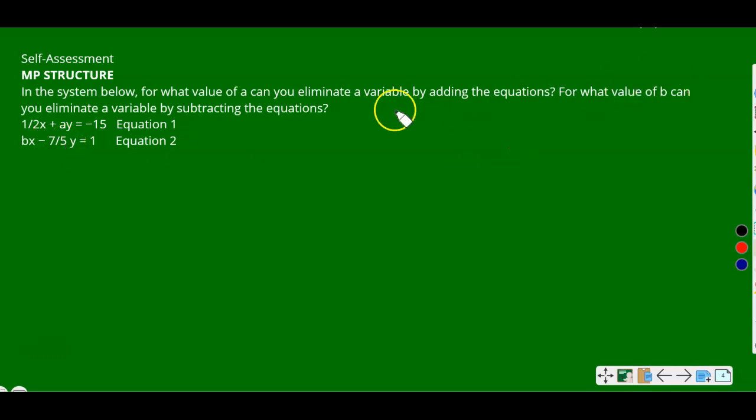All right, for what value of B can you eliminate a variable by subtracting the equations? So I have 1/2 x. If I want to subtract a number x, what would that number have to be for that to eliminate? 1/2 x minus 1/2 x would make that eliminate. So B would have to be 1/2, and then you would subtract the equations to make x eliminate.